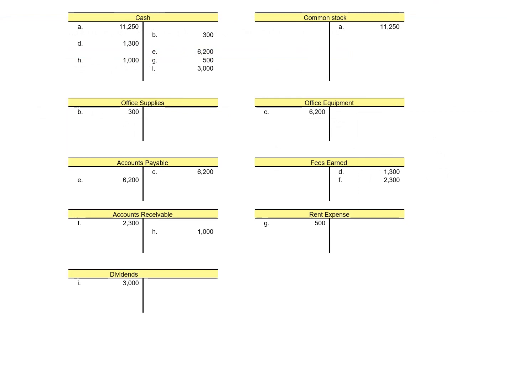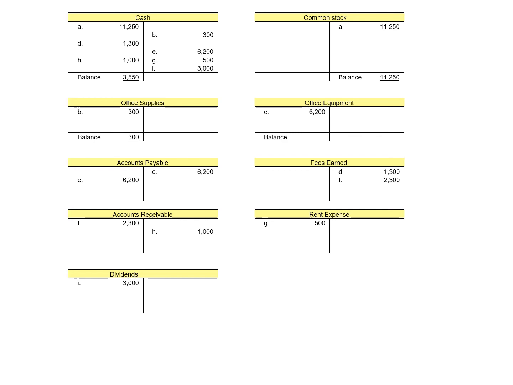All right, and so here's all of our T accounts and the activity that we've posted in A through I. And so then we sum for our ending balances. So cash, our debits less our credits, balance of $3,550. Common stock, we just have one credit, so we have a credit balance of $11,250. Office supplies, we have one debit, $300. Office equipment, we have one debit, $6,200. Accounts payable, 0. Fees earned, we have $3,600.